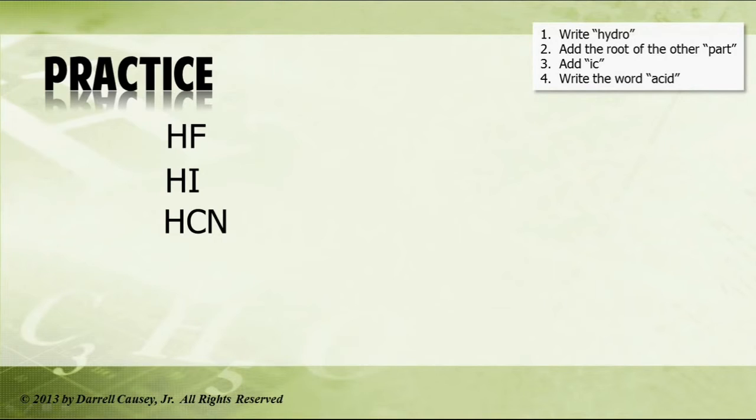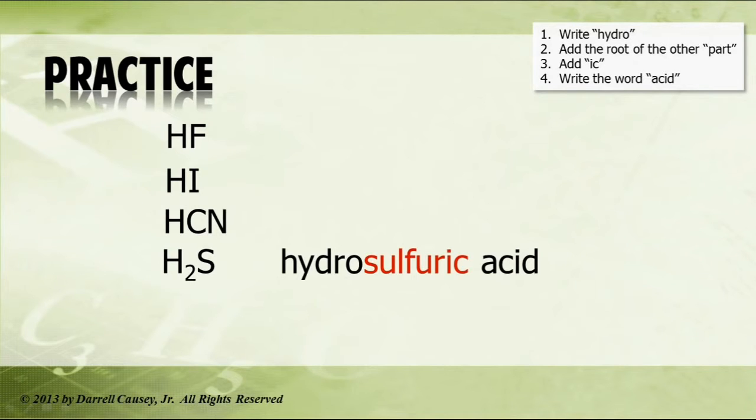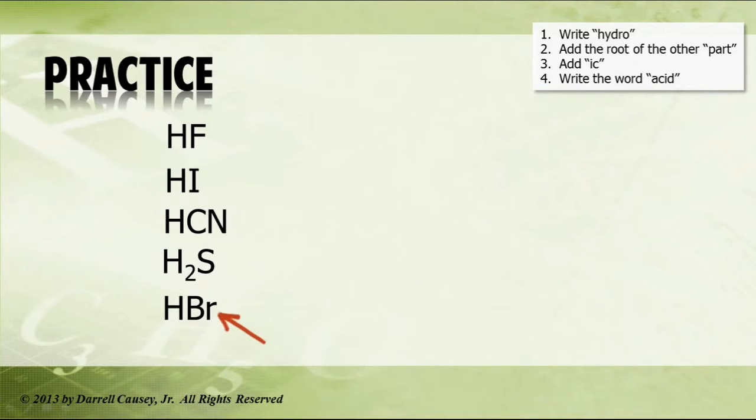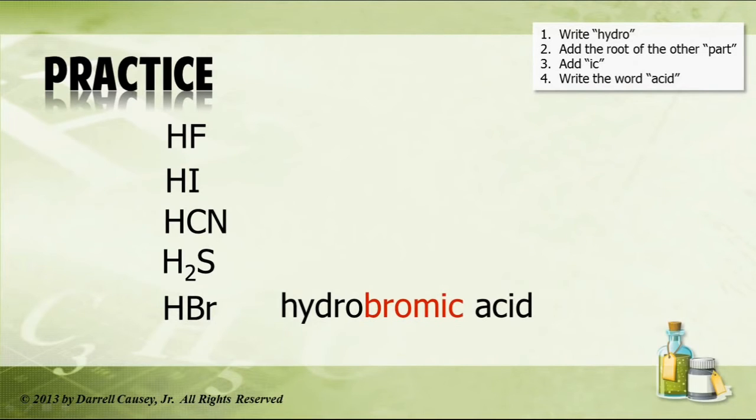Now, this one is a polyatomic ion. There are cyanide. And so we look up its root, and it would be cyan. And so hydrocyanic acid. Pretty cool. H2S. And we see sulfur. And so that would be hydrosulfuric acid. H with the Br, that's brom, and add IC, and we have hydrobromic acid. It's really just that simple.